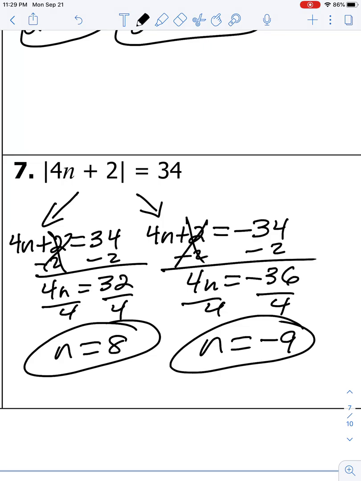So what you're seeing, hopefully, is, wow, all I have to do is write what's on the inside of the absolute value twice. Set it equal to whatever this number is, and then set it equal to the negative of whatever this number is. Or if it starts out negative, depending on the problem, that'll come later.